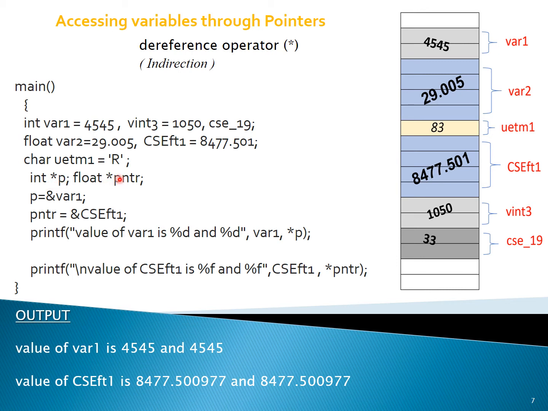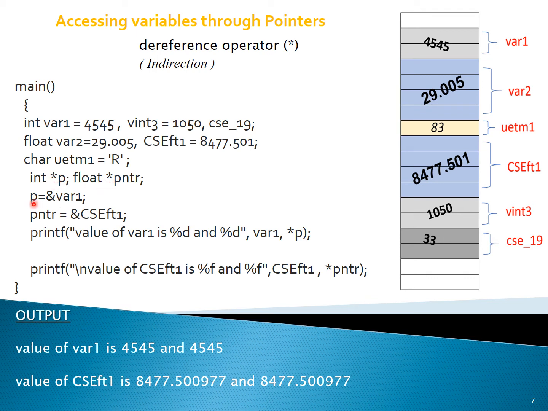the float pointer variable. The name of this pointer variable is pntr, and the name of this pointer variable is p. So here p, we will assign the address of variable 1. Remember that p can store the address of an integer variable, so we can assign the address of this integer, or this integer, but we cannot assign the address of this variable because this one is float, this one is float, and this one is character. So this is the integer pointer, this is the float pointer.